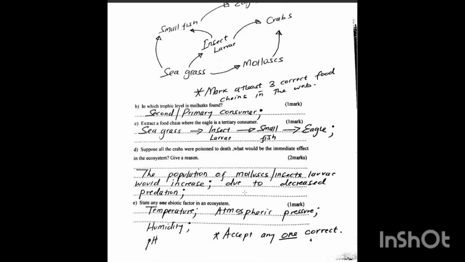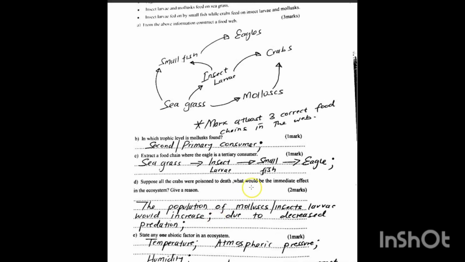So here in this food web, it starts with seagrass, which is our producer, then eaten by insect larvae, eaten by small fish. Again, you can have seagrass eaten by insect larvae, eaten by crabs, seagrass eaten by mollusks, eaten by crabs, seagrass eaten by insect larvae, eaten by small fish.